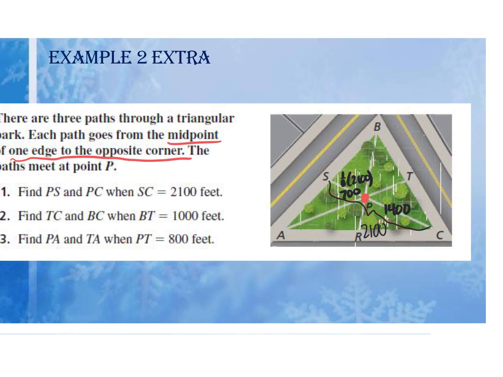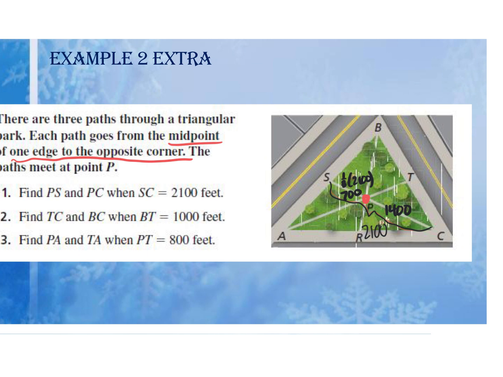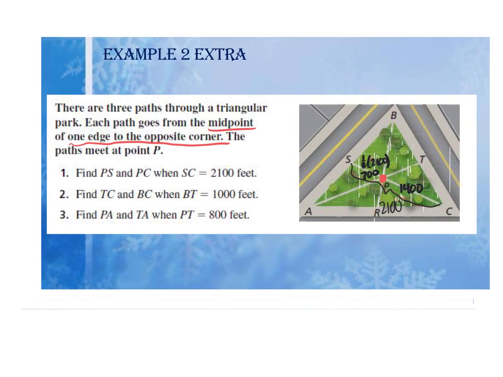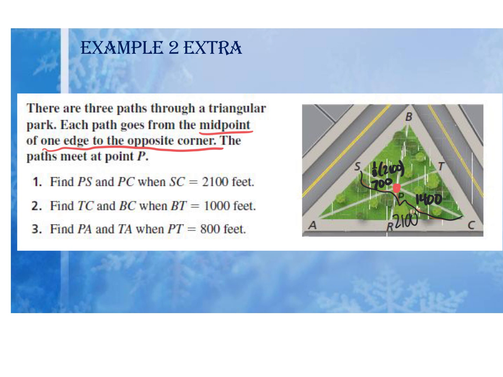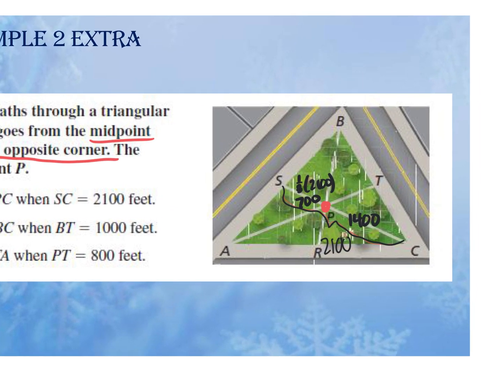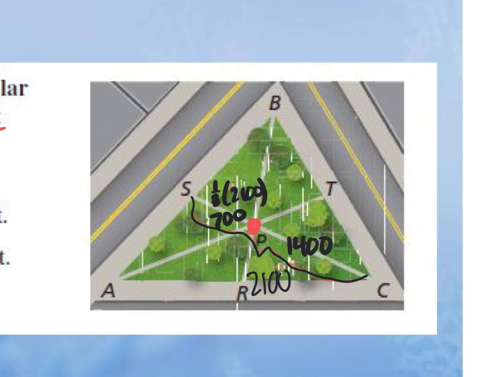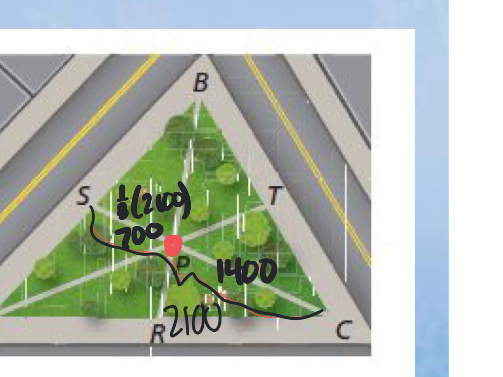This second one is designed to trick you. Why would the second one be designed to trick you? Where is BT? It's on the outside of the triangle. So is it part of a median? No, it's part of what? The side. It's part of the side. So I want you to put BT is 1,000 feet. Put 1,000 up there.